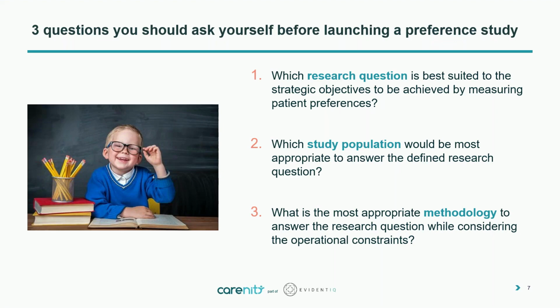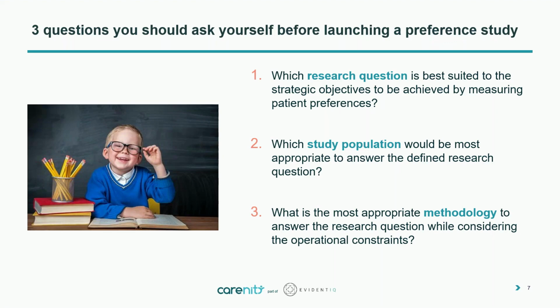The second question you should ask yourself is, which study population would be most appropriate to answer the defined research question? The target population for a study is highly dependent on the research question being asked. For example, you may want to focus a study on patients eligible to your future treatment, or you may want to have a broader scope in order to allow comparisons between different patient profiles.